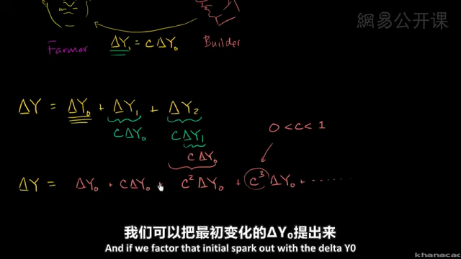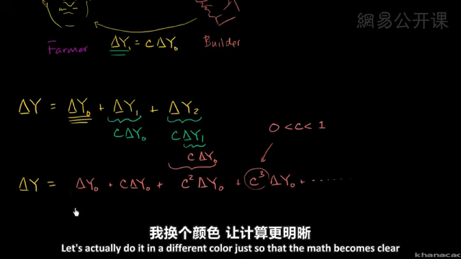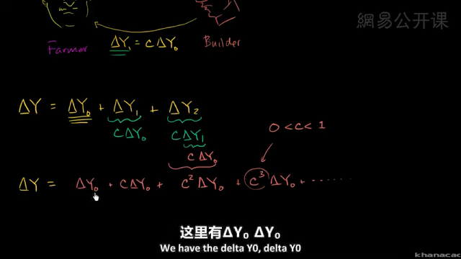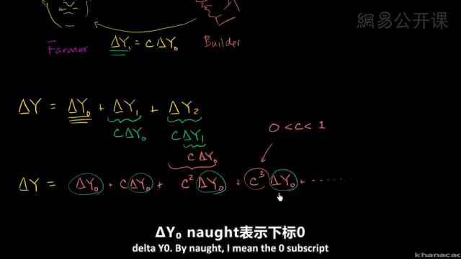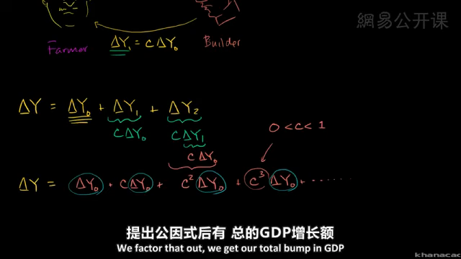And if we factor that initial spark out, we have the delta Y naught. Actually, let me do that in a different color just so that the math becomes clear. We have the delta Y naught. When I say naught, I'm talking about that 0 subscript. If we factor that out, we get our total bump in GDP.